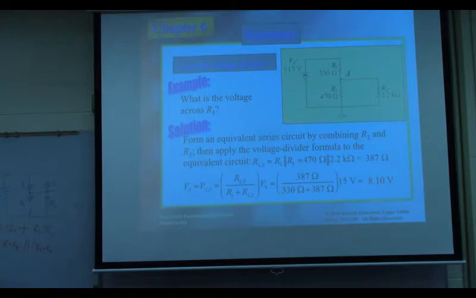Which one do you like? I like the first one. Everybody likes the first one? Can you tell me why you like the first one? Because it says that R1 is parallel with R2 and R3 is parallel with R4, and they're in series.